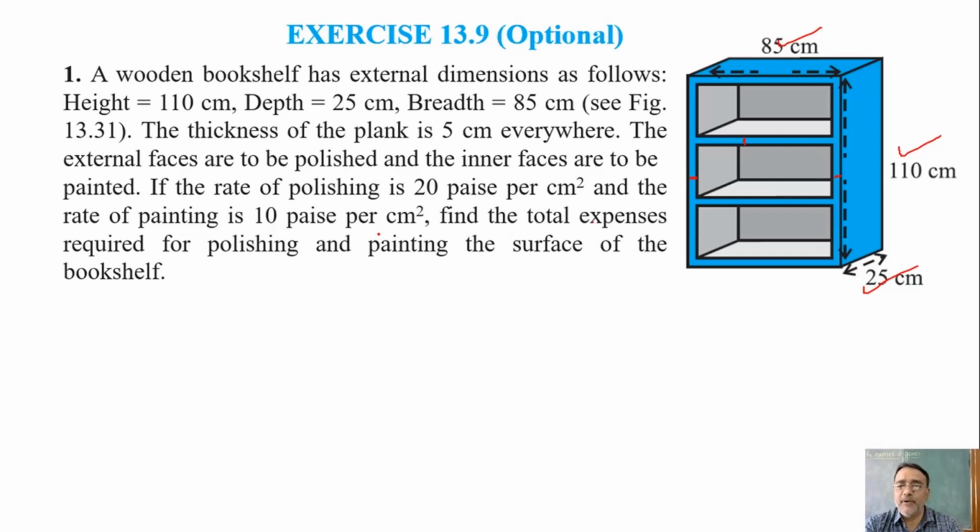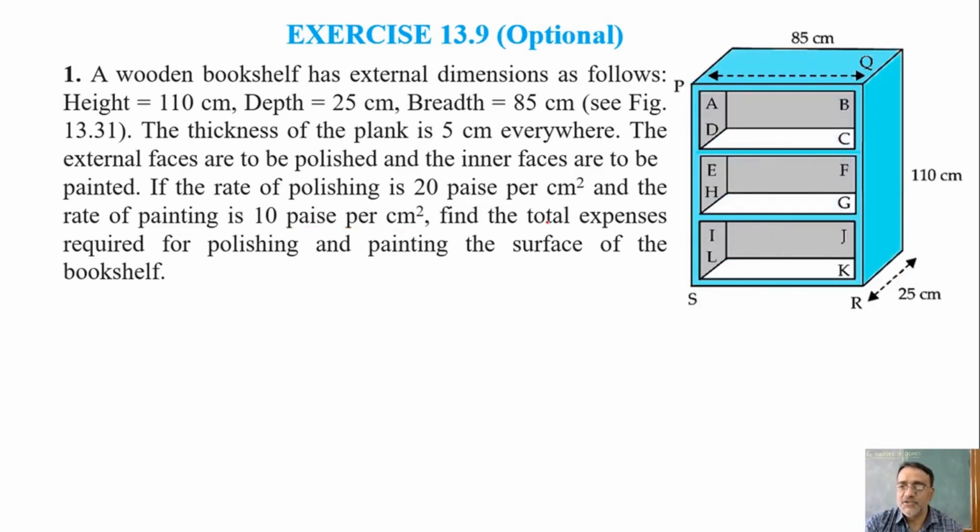If the rate of polishing is 20 paise per centimeter square and the rate of painting is 10 paise per centimeter square, find the total expenses required for polishing and painting the surface of the bookshelf. So first of all, थोड़ा diagram को ध्यान से देखो. I am going to change the diagram, right? So ABCD mark कर रहे हैं इसमें.